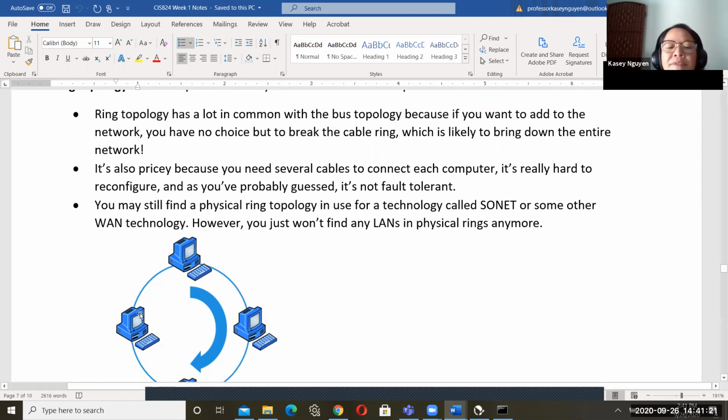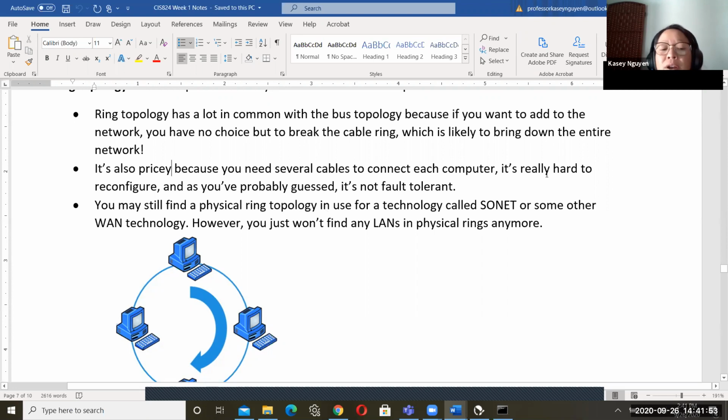So sometimes you have a ring inside a ring, right? Like where it would go one way and then the other way. So when you have two rings that's incorporated, meaning that you just use two sets of cable for each computer, then you do have some fault tolerance and redundancy. However, the cost of the installation is much more. Okay, so the ring itself is pricey.